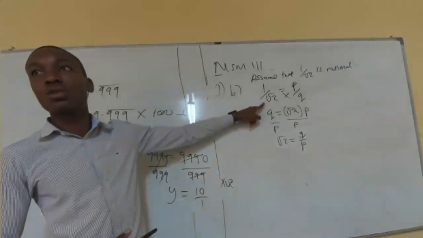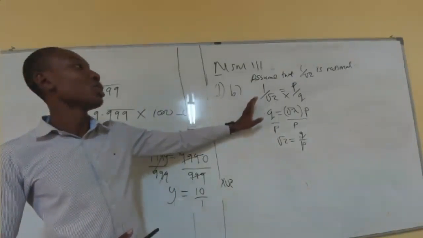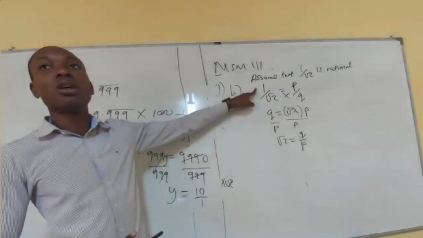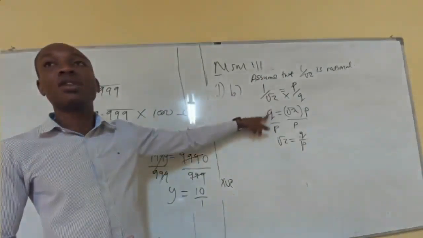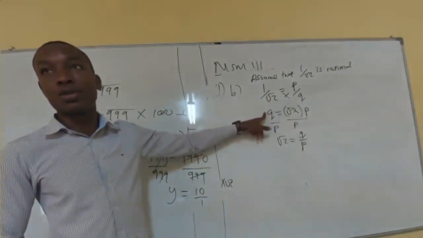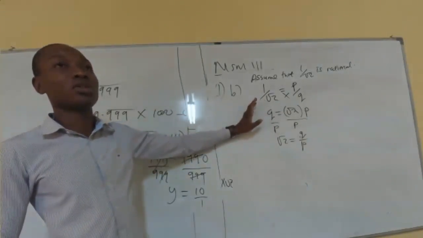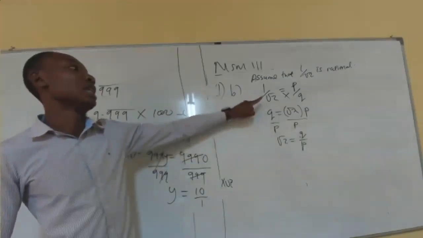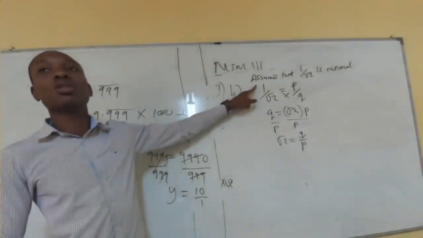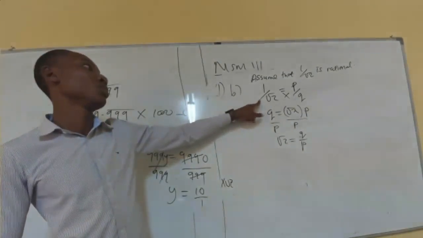When you prove that root 2 is irrational, your conclusion will be, we know that 1 is rational. So a rational number over an irrational number is still irrational. So you can prove just root 2, then you say a rational over an irrational is still irrational.